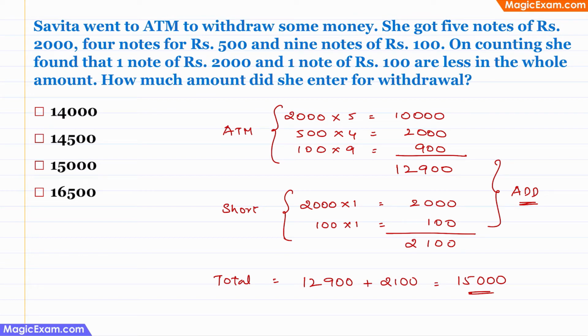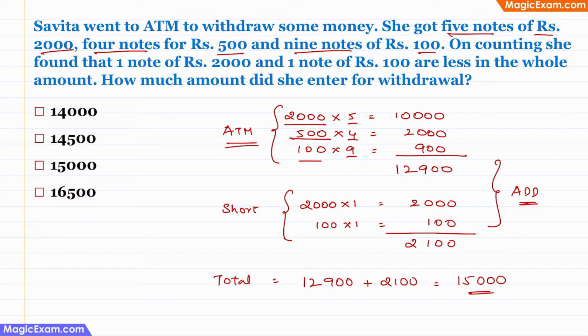Savita went to the ATM to withdraw some money. She got 5 notes of rupees 2000, so 5 notes of 2000 rupees, 4 notes of 500 rupees, and 9 notes of 100 rupees. So how much did she get from the ATM?